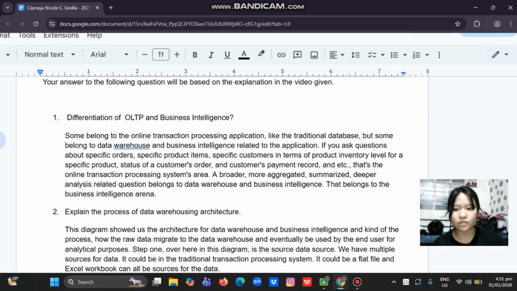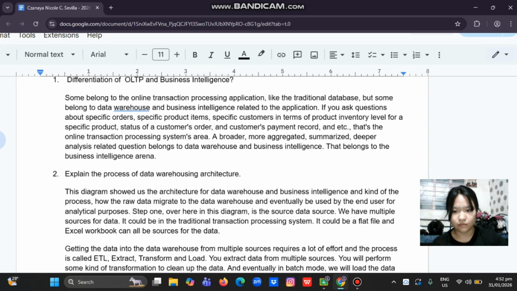If you ask questions about specific orders, specific product items, specific customers, in terms of product inventory level for a specific product, status of a customer's order and customer's payment record, etc. That's the online transaction processing system area. Broader, more aggregated, summarized, deeper analysis related questions belong to a data warehouse and business intelligence. That belongs to the business intelligence area.